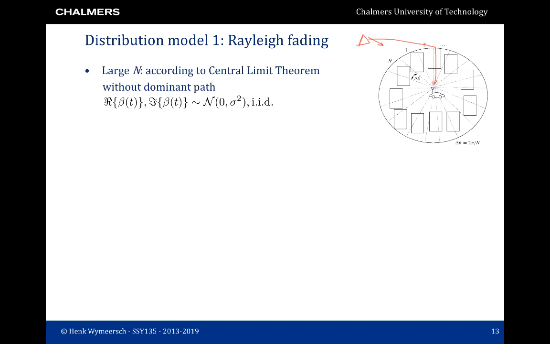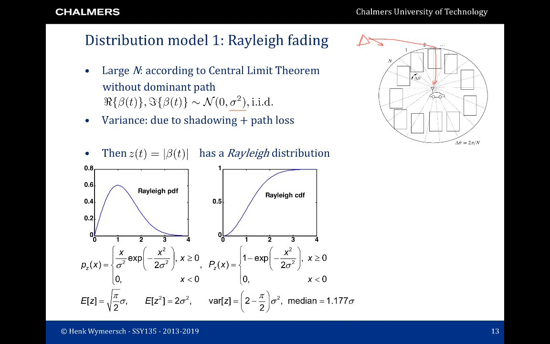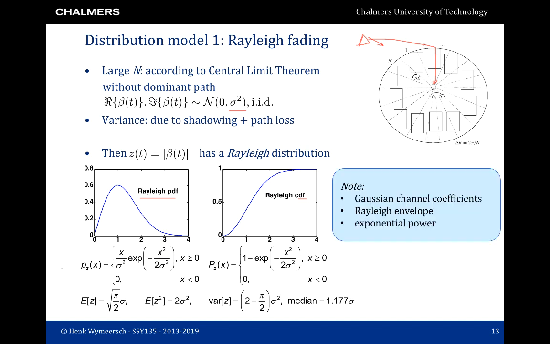When the number of scatterers n grows unbounded, according to the central limit theorem, the channel will be a complex Gaussian, zero mean, and with a certain variance sigma squared for the real and imaginary part. This variance depends on the power due to path loss and shadowing. When the channel itself is complex Gaussian, the envelope has a so-called Rayleigh distribution. The Rayleigh probability density function is shown on the left and the CDF on the right. The equations below describe mathematically what the density looks like.